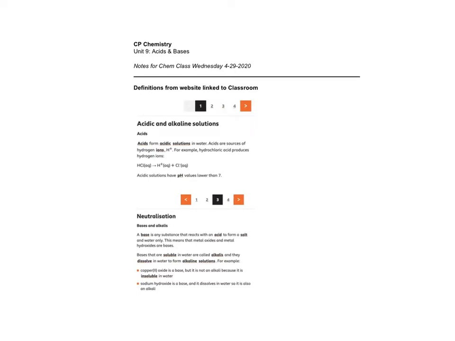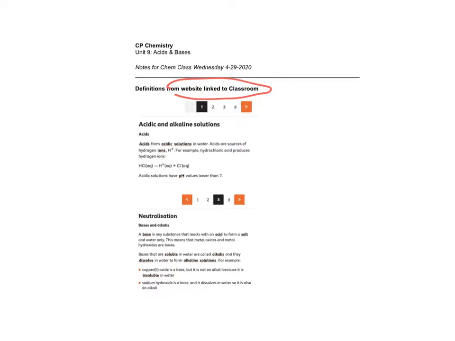These definitions come from a website that's linked to Classroom, so you want to look at that as part of today's work. And I think on Classroom I list the particular definitions that we're most interested in. So we want to have a little bit of a discussion on that.